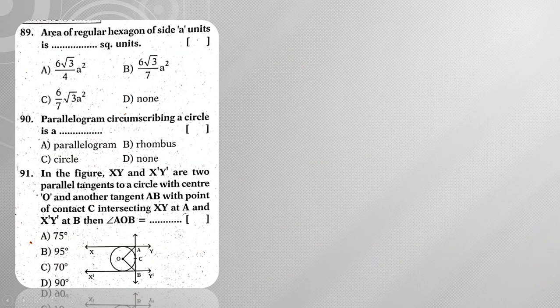Next, moving on to question number 89. Area of regular hexagon whose side is A units is. So regular hexagon area is nothing but 6 times root 3 by 4 A square. So 6 into the area of each equilateral triangle. So 6 into root 3 by 4 A square.